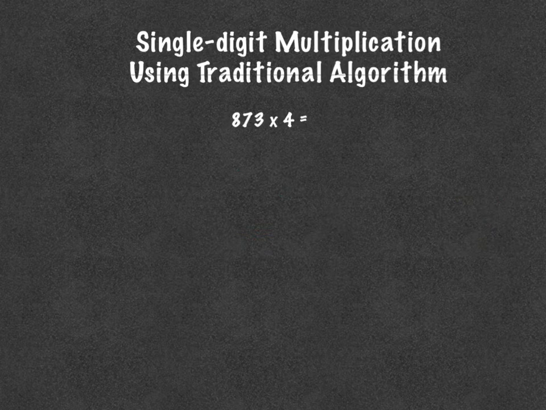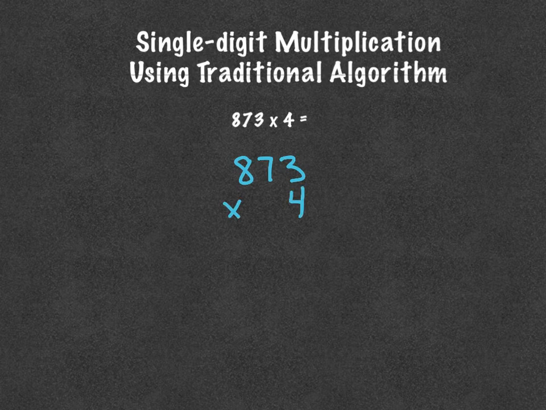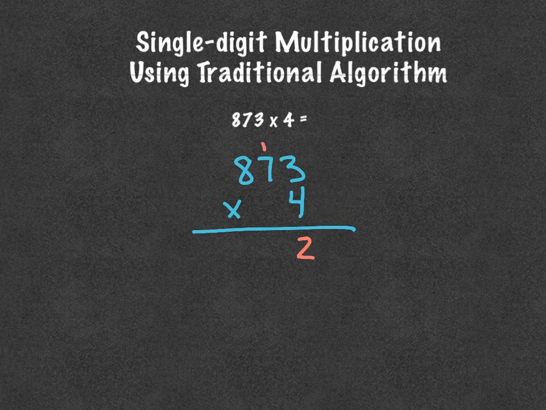All right, last one, 873 times 4. So first step, 4 times 3 is 12. Regroup my 1. 4 times 7 is 28, plus 1 is 29. 4 times 8 is 32, plus 2 is 34. Sorry, my pen disappeared there. It's 34, so our answer here is 3,492.